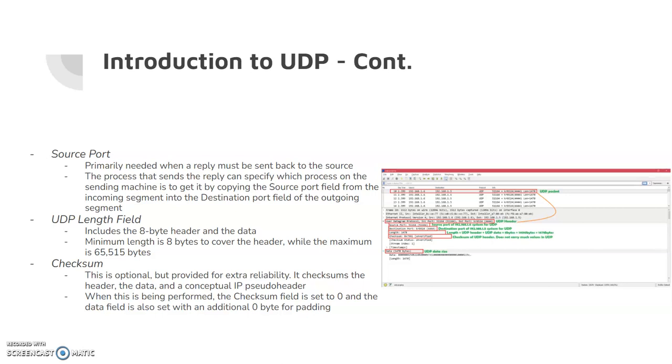The image to the right is captured from Wireshark, and if you've taken 3146 or a networking class, you might be familiar with this. It provides the user with information about all things UDP. It will show you the source port, the destination port, the length, the checksum, and everything would be included on the same screen if you are familiar with Wireshark.